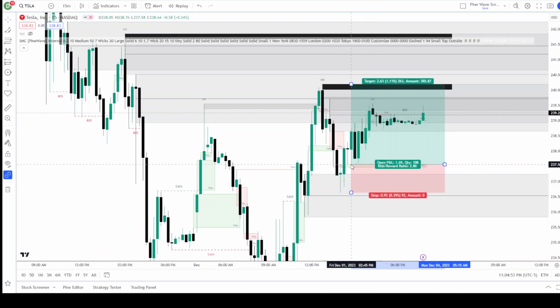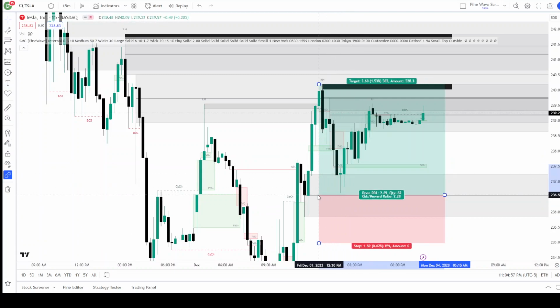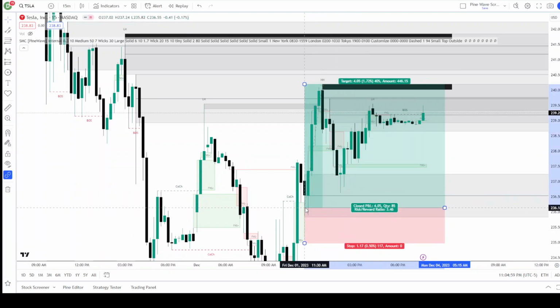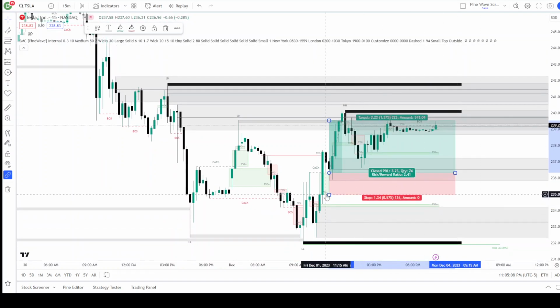So I can show you another one over here. And that would be an entry in this fair value gap. Let's just say the beginning of the fair value gap. We're going to target an old high. We're going to set our stop loss at an old low. So you could set it wherever, right? That would be a 0.77 risk reward. That would not be a good trade.